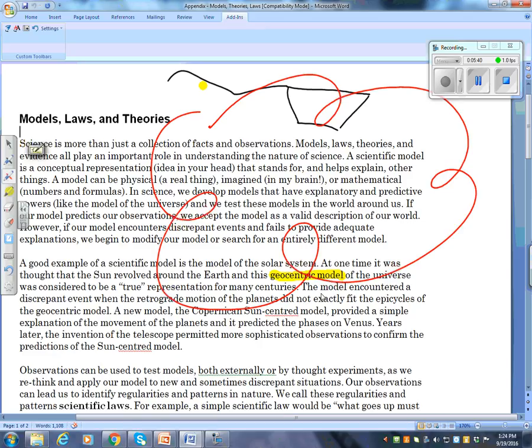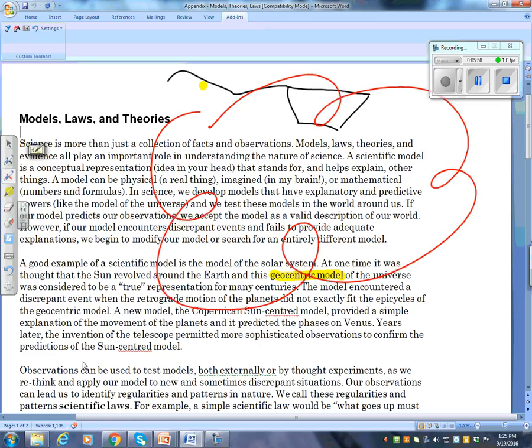So, the geocentric model, Kaylee, with the Earth at the center, encounters a discrepant event when those planets do this retrograde thing. It doesn't make sense. Why do planets do this? Okay, so we've got a discrepant event, something that doesn't match the model.